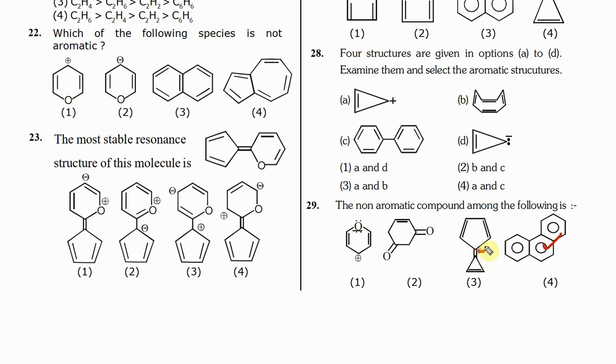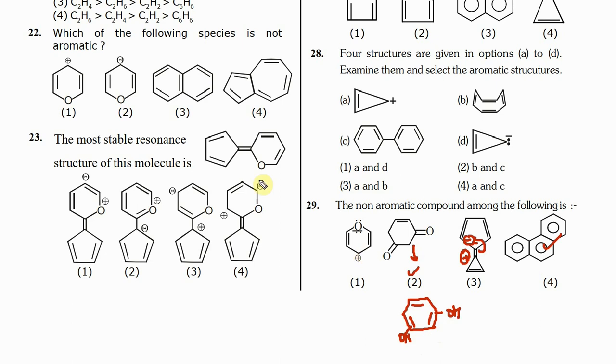Now if you see here, this can go here, cyclopentadienyl anion, cyclopropenyl cation. So this is going to be aromatic. This is nothing but keto-enol tautomerism. If you draw this, keto-enol tautomerism, you should get this. This is nothing but metacresol, aromatic.